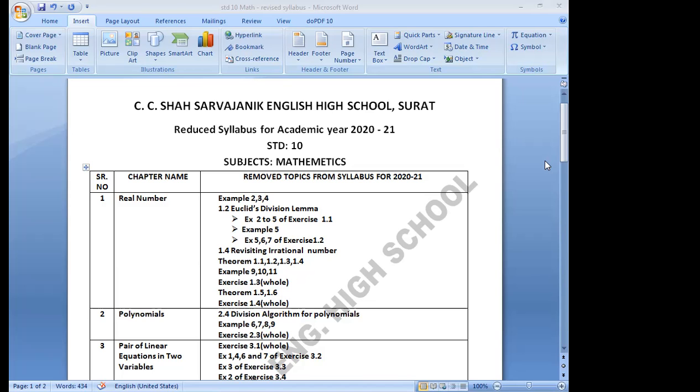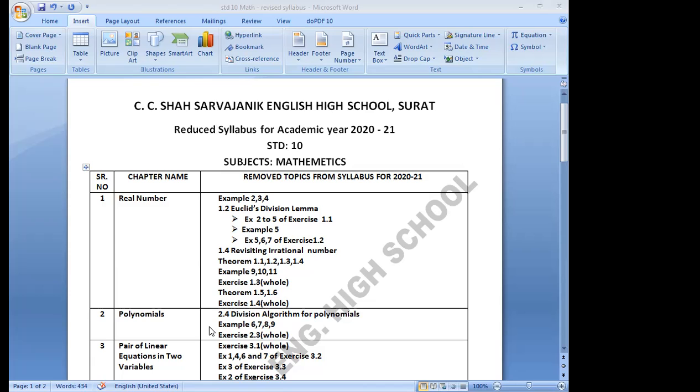Now let us go for the next chapter, chapter number 2, that is polynomials. Let us begin with page number 20. 2.1 introduction is included. Page number 21, 2.2 geometrical meaning of zeros of a polynomial. This is also included. Means all the graphs included in these topics are there in the syllabus. Page number 27, example 1 is also included.